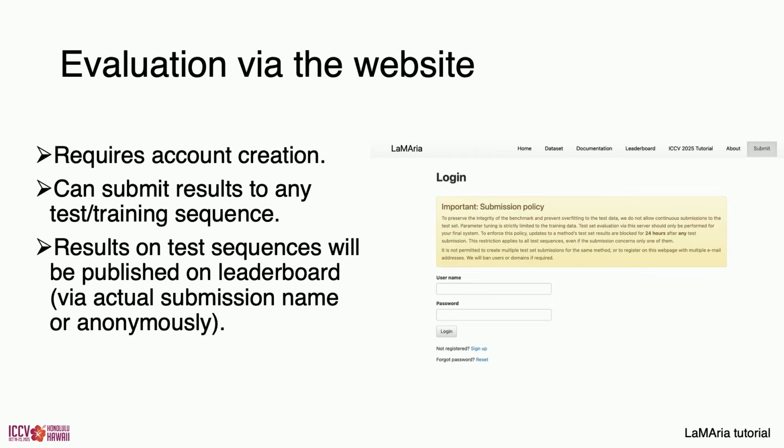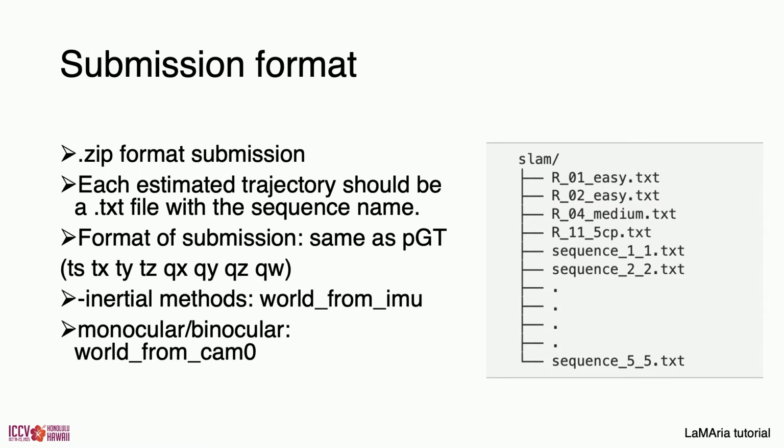To evaluate via the website, you need to create an account. You can then submit results to either the training or the test sequences. Results on the test sequences will be published on the leaderboard. They can either be published with the actual submission name, or they can be kept anonymous. And then I'll recap the submission format.